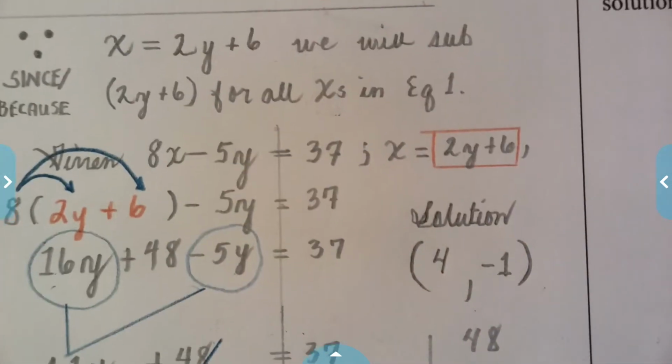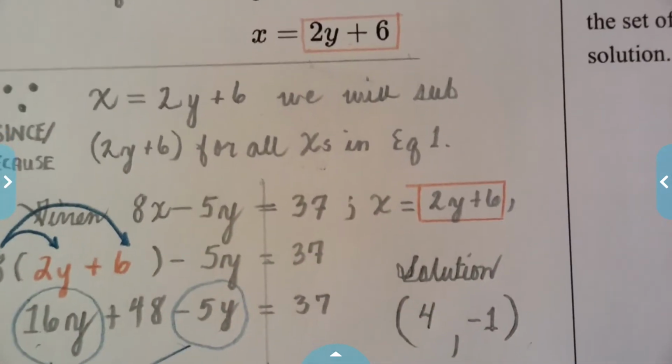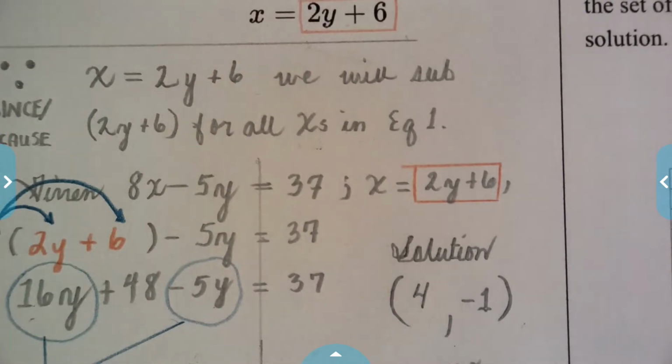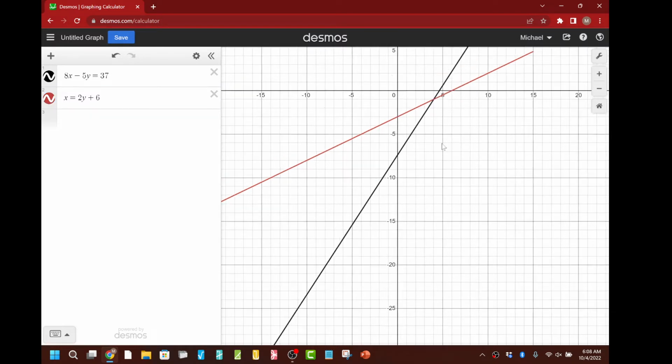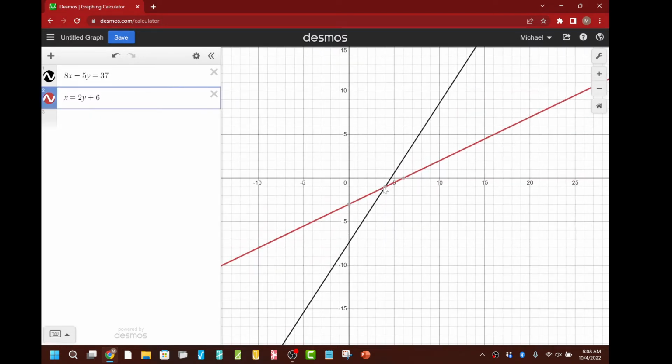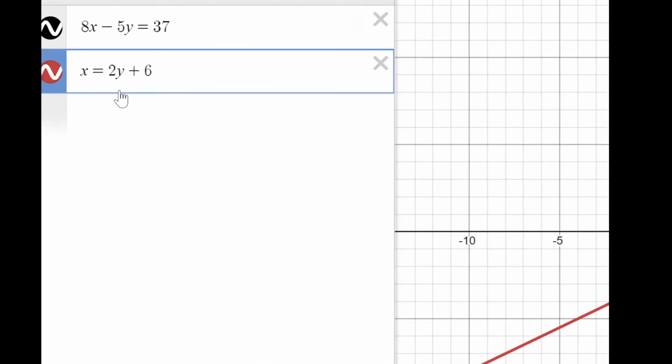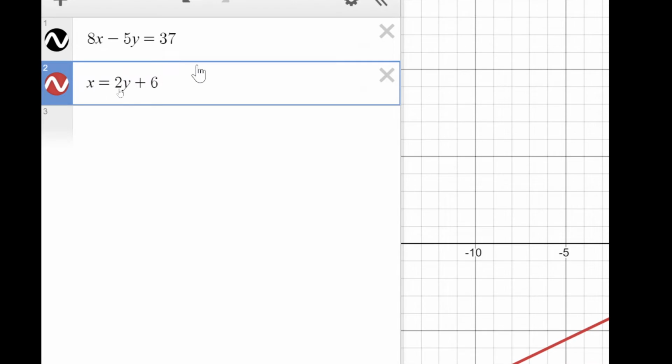All right, and let's double check that work to make sure it's correct. We'll show it to you on a graph. And there you go. You can see that that is indeed where the equation crosses, 4, -1 for that system.